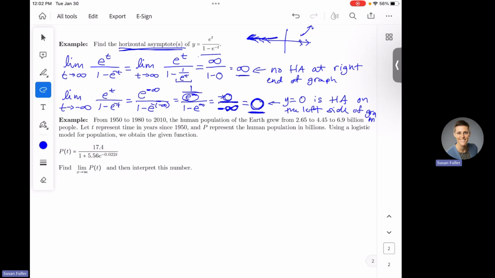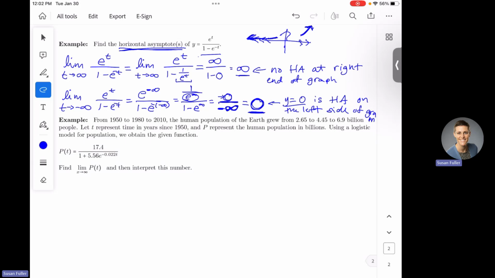So again, weird things could happen in the middle, but I know that this is what the ends of my graph look like. And I don't know what the middle looks like, but it doesn't matter because we're asking about asymptotes. All right, so this has one horizontal asymptote at y equals 0, and my function only approaches it on the left side of the graph.